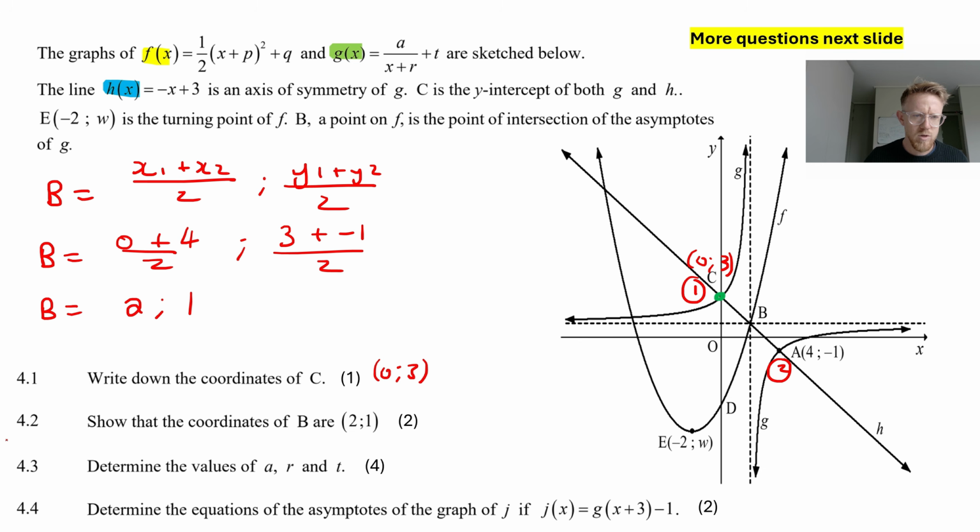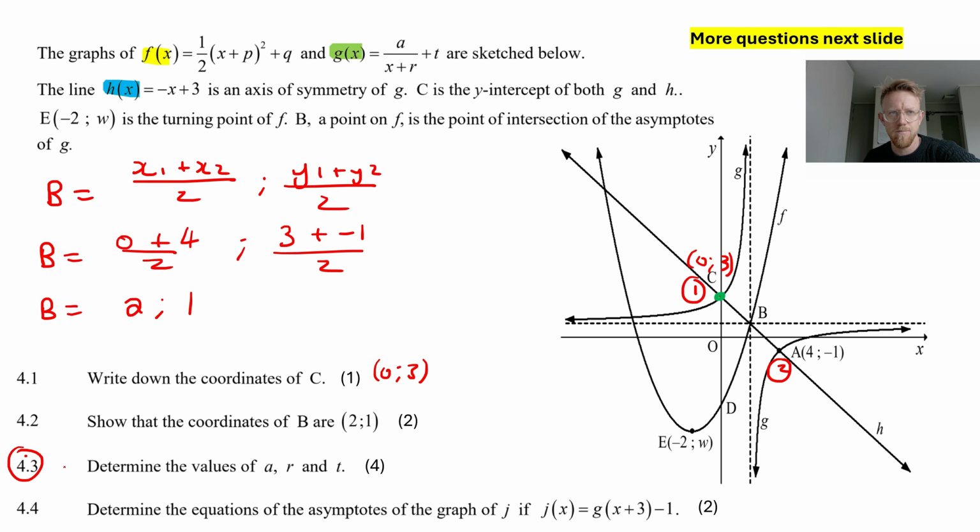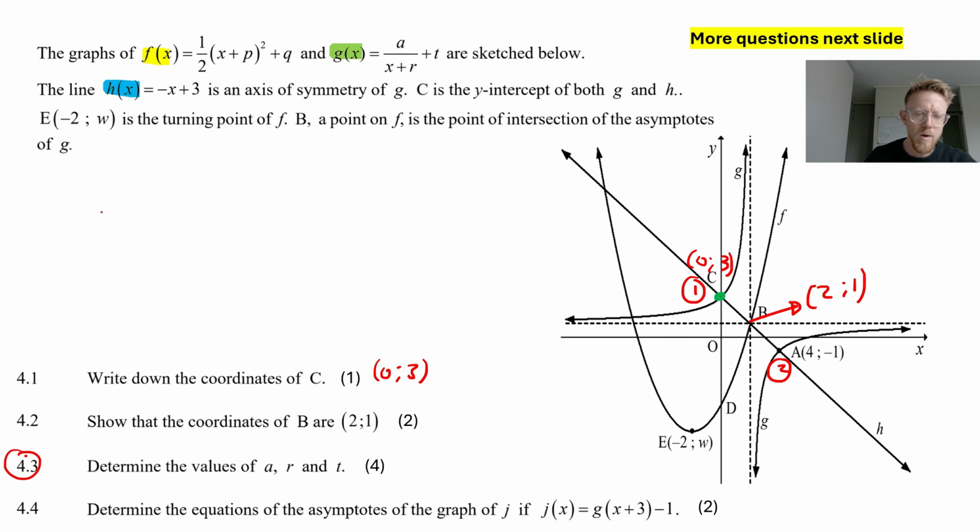Okay, now we're moving on to this next one. Guys, just remember that these are not the only questions. We also have 4.5, 6, and 7 on the next slide. So this question for 4 marks says determine the values of A, R, and T. Extremely easy because now we have the coordinates of B. So there's a lot of information that we can take just from that. Here's some examples.